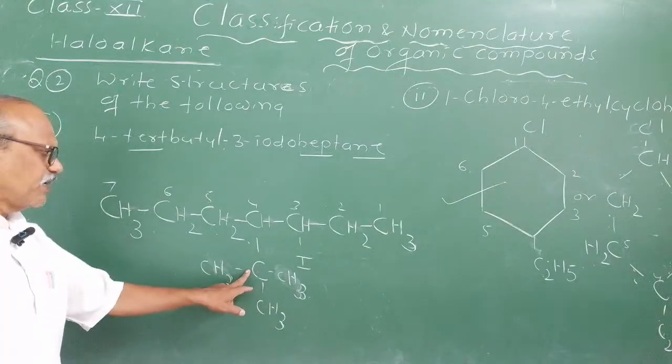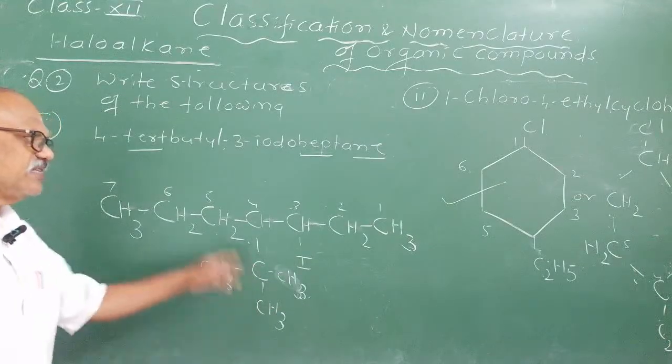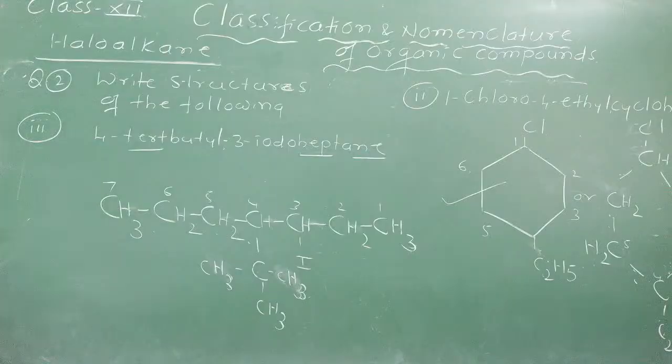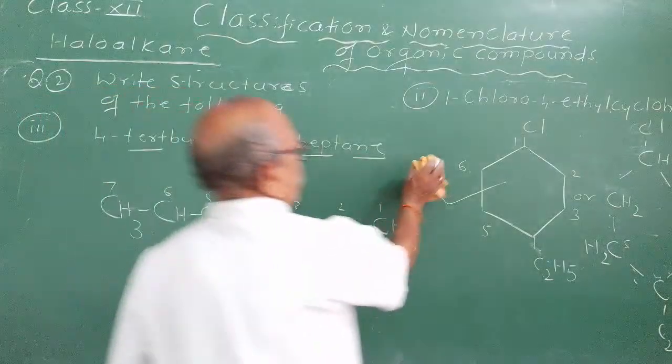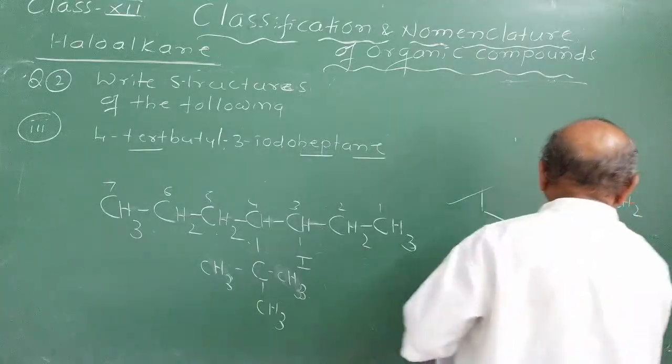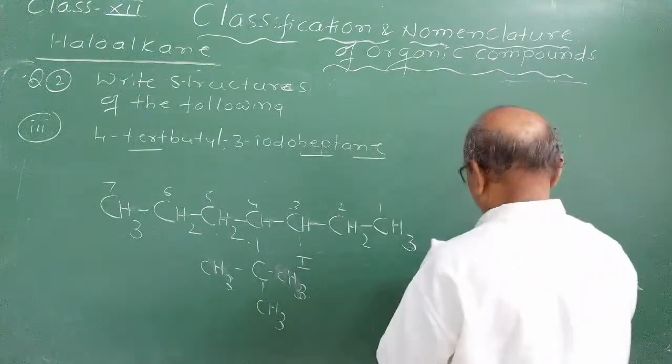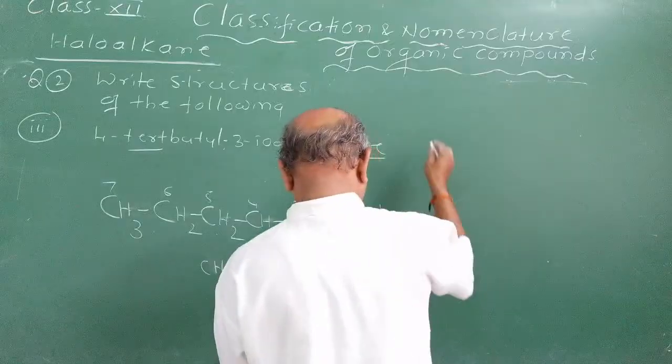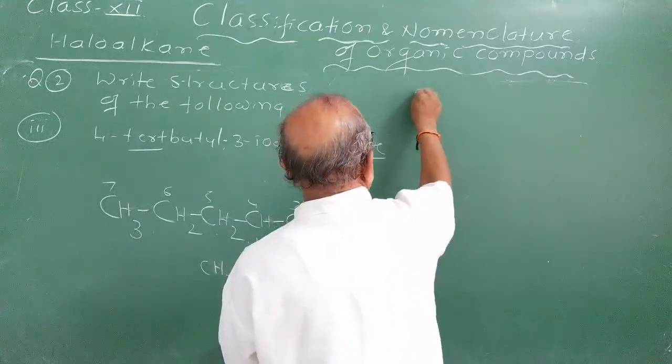Tert means this carbon atom will be a tertiary carbon atom. This is linked to it. That is the meaning of it. Try to understand basic level questions. Then your mind will be ready for higher level questions. Next, fourth one. See, it is interesting.